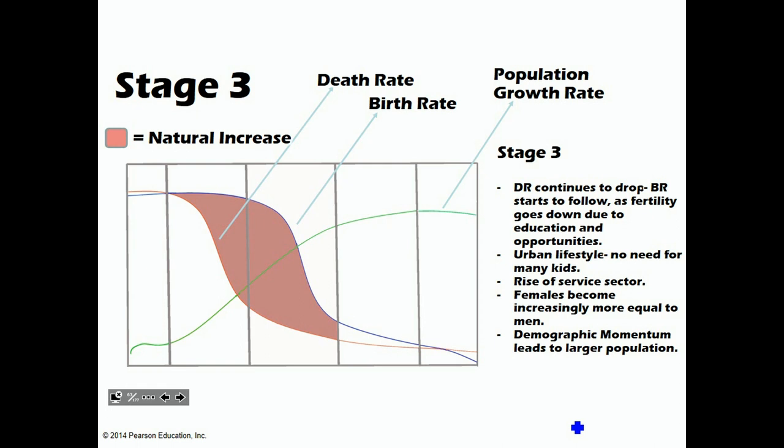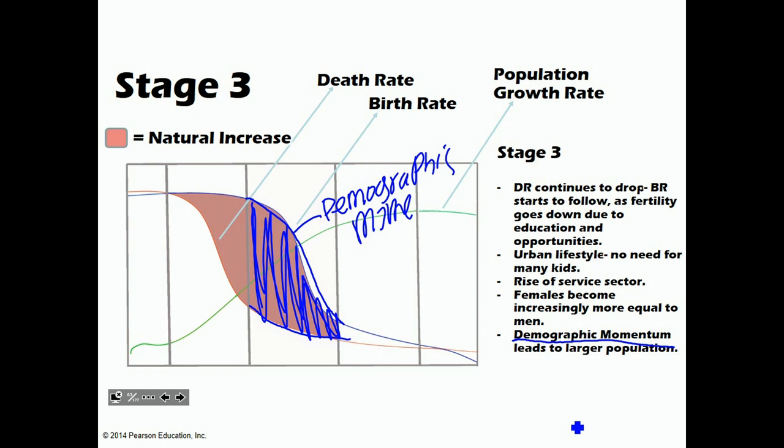Stage 3 is demographic momentum, which is what causes the population to continue to rise, because in this stage, the birth rate starts to go down like the death rate did. Natural increase is still high, so you still have a lot of added population, but this is what we call demographic momentum.